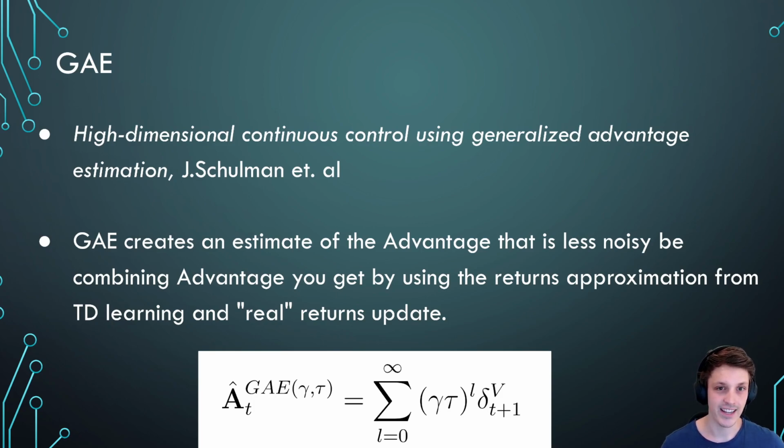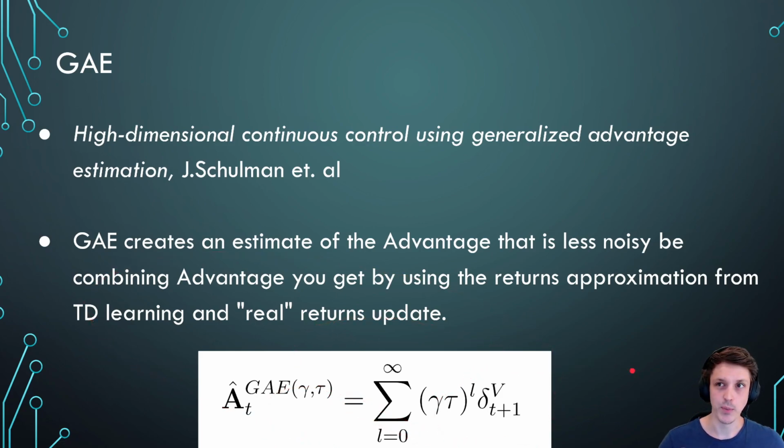generalized advantage estimation. This is from the paper High-Dimensional Continuous Control Using Generalized Advantage Estimation, also by John Schulman. So as I already touched on, GAE creates an estimate of the advantage that is less noisy and less biased by combining the two methods you would use to calculate the advantage, or specifically calculate the returns.